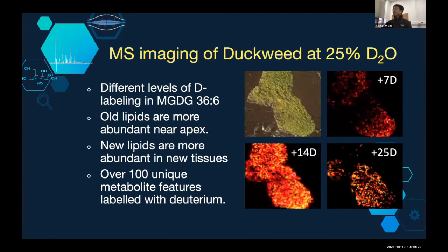And then if you do the imaging, you can see that low labeled lipids, like +7 labeled, are more on the tip, while highly labeled deuterium lipids are more on newly developing tissue. So we can see some deuterium labeling along the development axis.